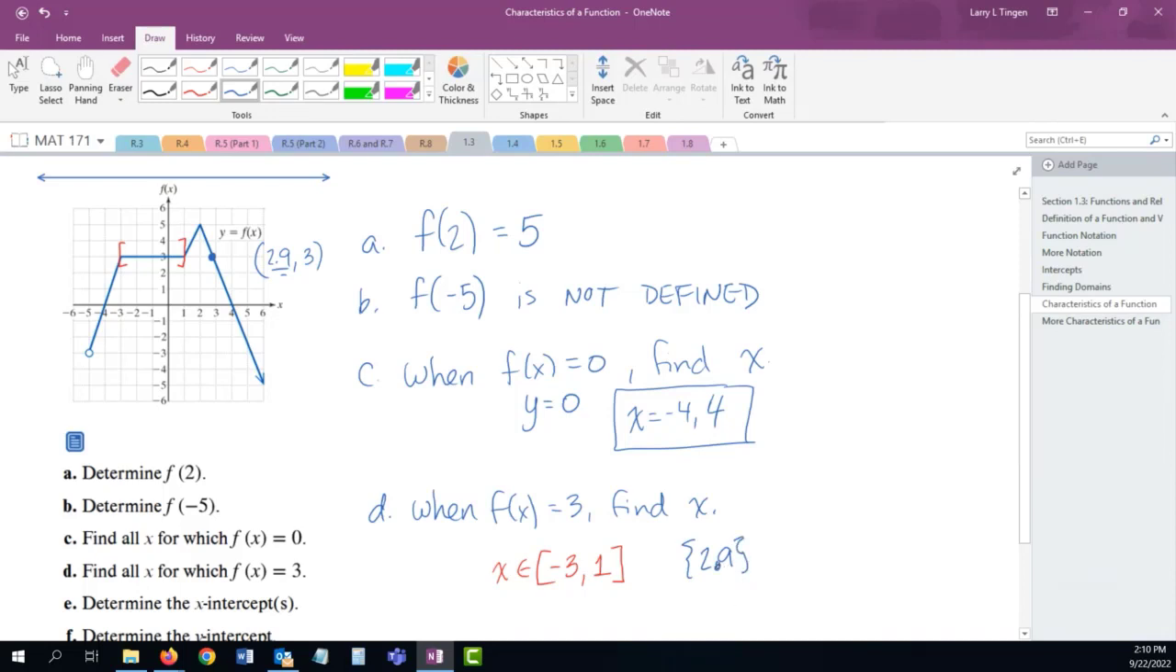How do I write single values or things that I can list? I put them in curly brackets, curly braces. And then these are two sets. I need to put them together, and I do that with the union.